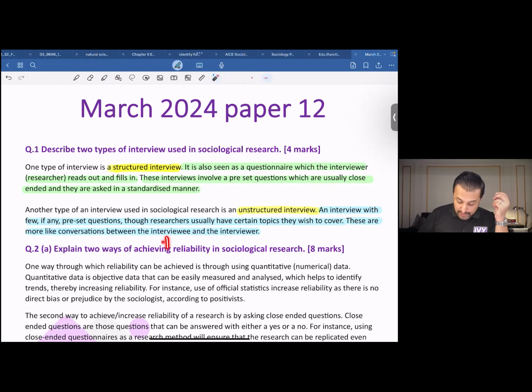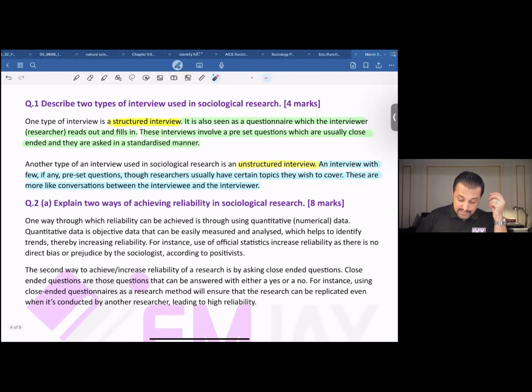I hope you all know the interviewee is the respondent, the person who's being interviewed, and the interviewer is the researcher, right? So I hope everyone gets this. This is how you're getting the first mark, the second mark, the third mark, and the fourth mark, respectively. Let's quickly move on to the second question.